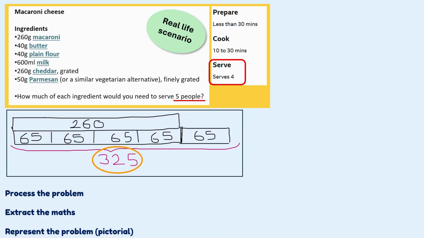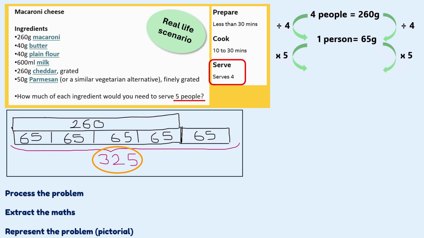Another way we could look at it is to use a sort of scaling up diagram. So it looks a bit like this. If we know that for 4 people we need 260 grams, then we divide each number by 4 to find the amount for 1 person. And then now, because we want to find the amount for 5 people, we would multiply that by 5. And we know that for 5 people, we would need 325 grams.